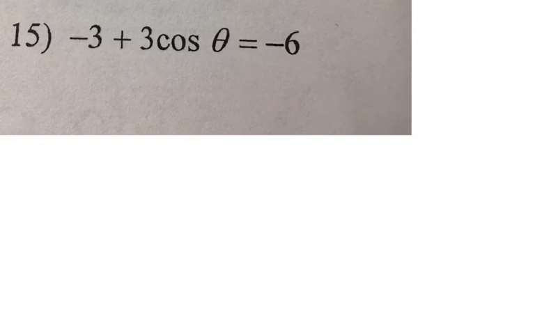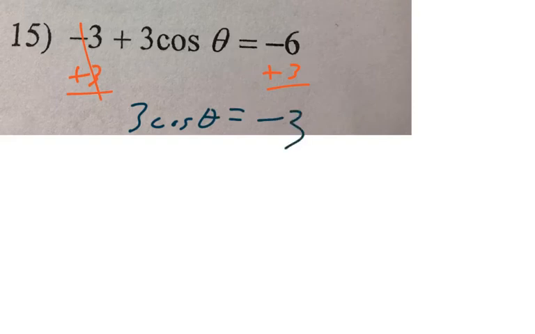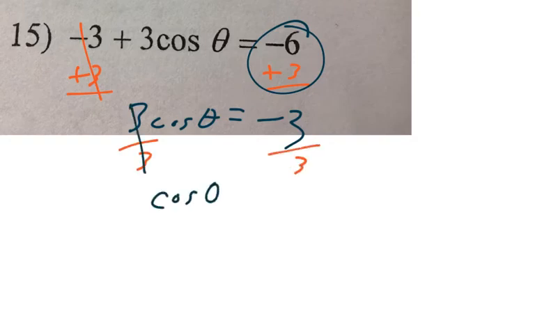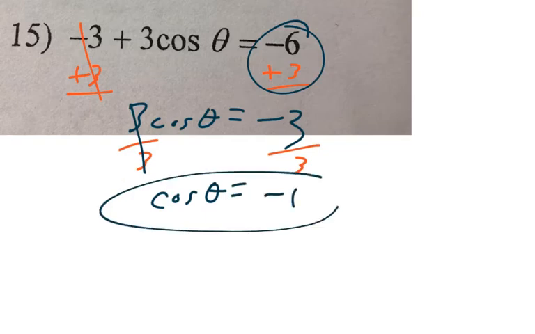This one here should be a little bit easier. I'm going to add 3 to both sides. 3 cosine theta now equals negative 3. 3 minus 6 is negative 3. Now I'm going to divide both sides by 3. So now cosine theta equals negative 1. So where is cosine negative 1? Now remember, cosine is our x. So when is x on the unit circle negative 1? Actually, at only one spot, right?